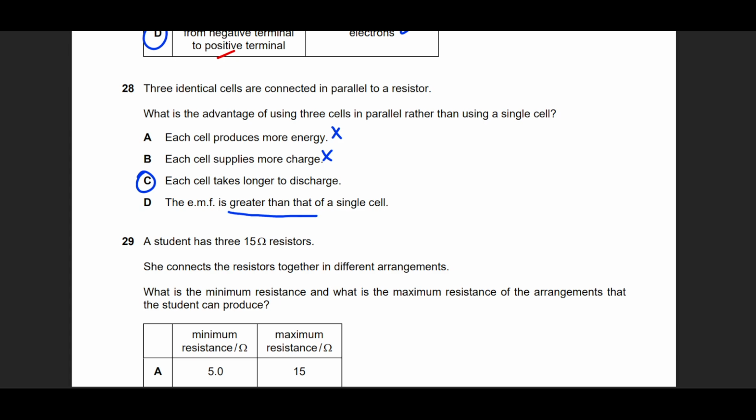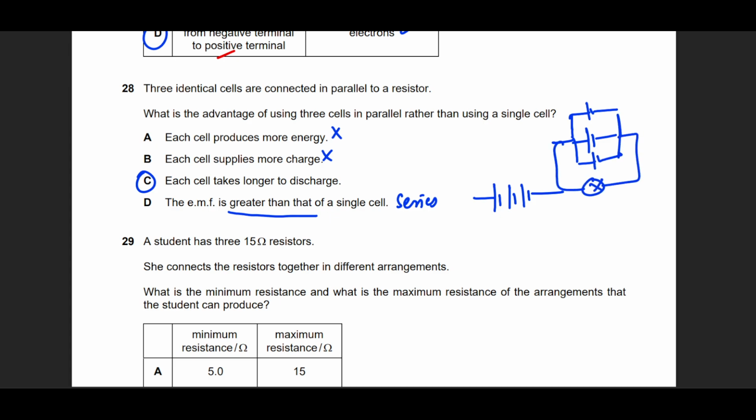The EMF is greater. That is when you connect the cells in series like this. Cells are connected in series, but over here the cells are connected like this. They're connected in parallel to whatever circuit there may be. Like there could be a bulb, there could be a heater. So what's the benefit? Why does it last longer?